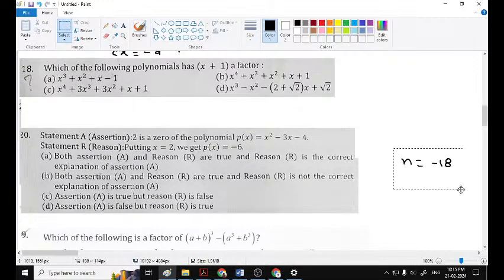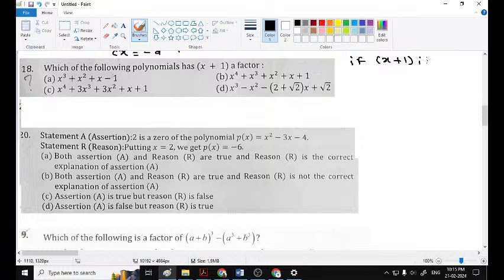Which of the following polynomials has x plus 1 as a factor? A polynomial which will simplify to 0 after we put x is equal to minus 1 will have x plus 1 as its factor. If x plus 1 is a factor, then P of minus 1 must be equal to 0.